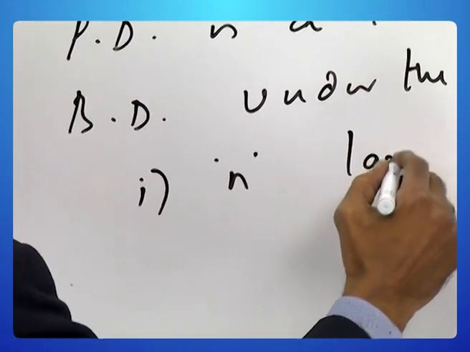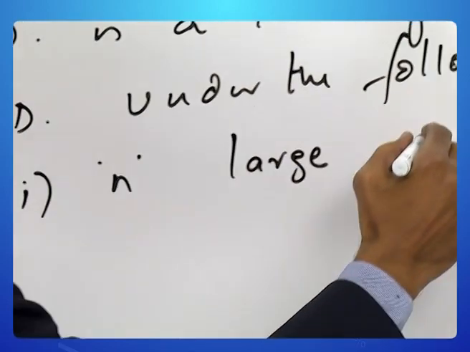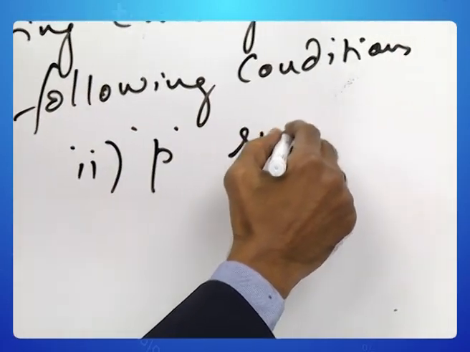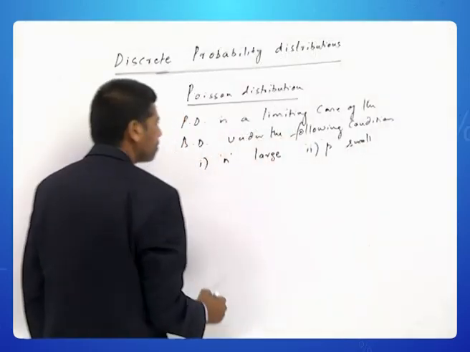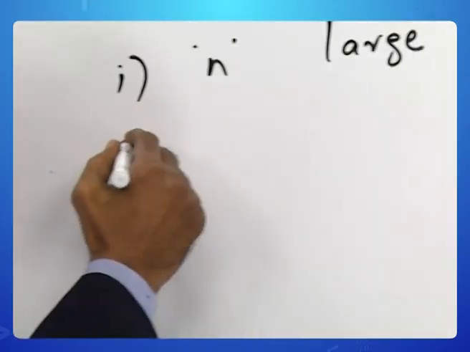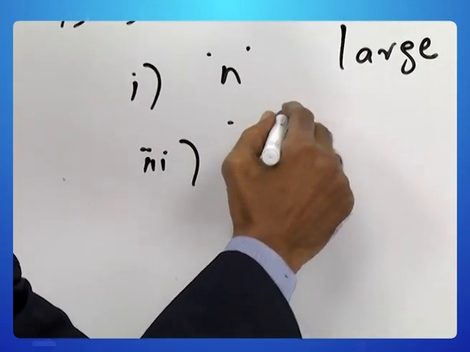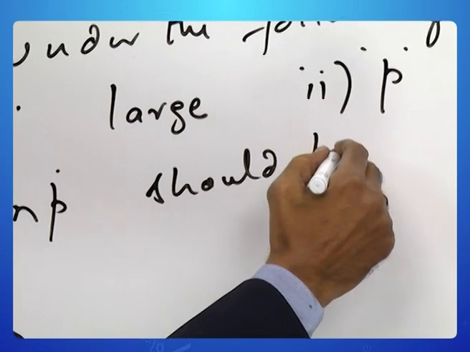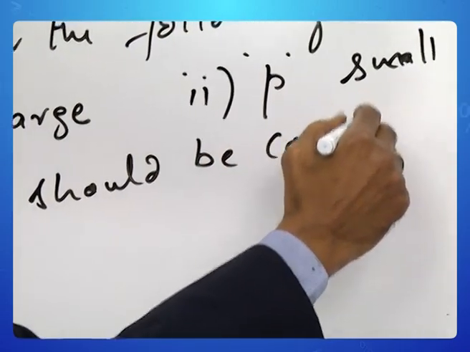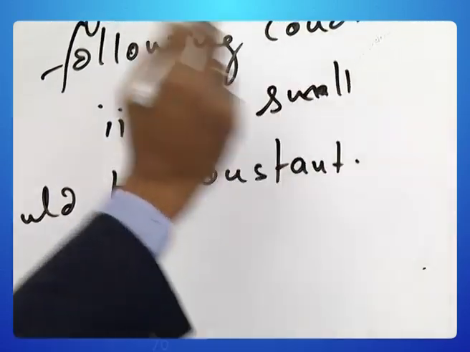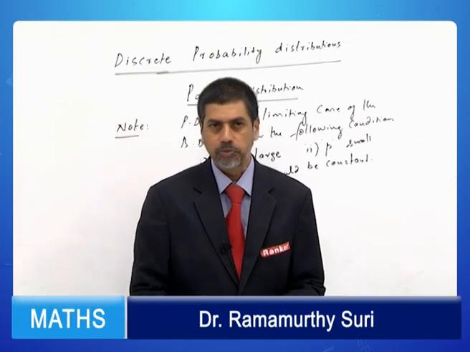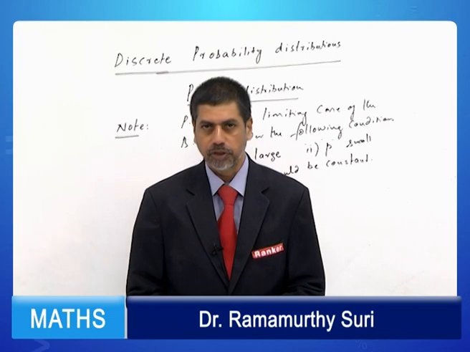N should be large, P small, and three, N into P should be constant. Under these three conditions, a binomial distribution tends to a Poisson distribution.